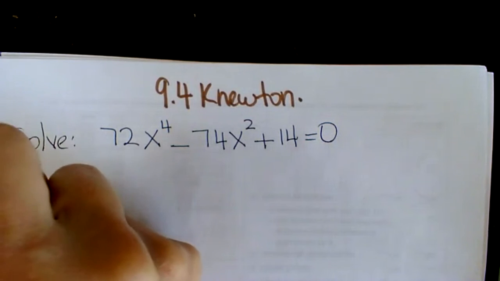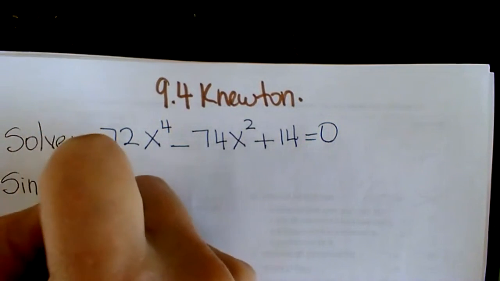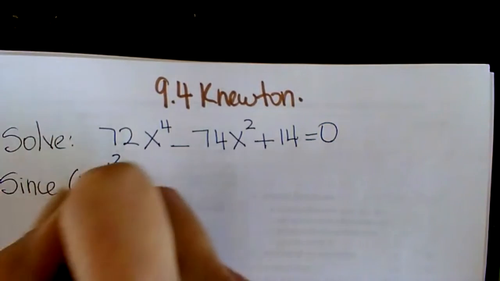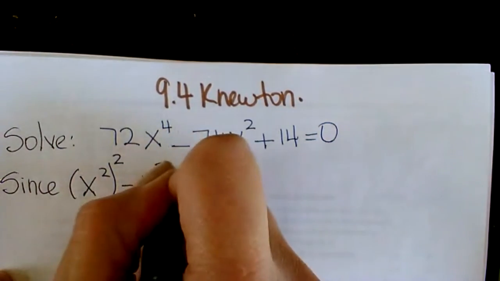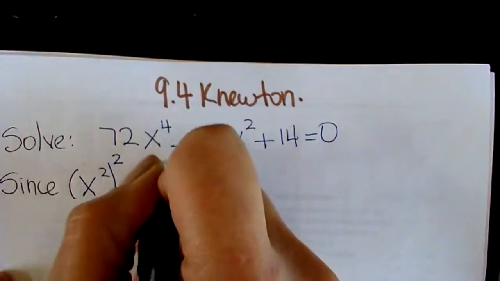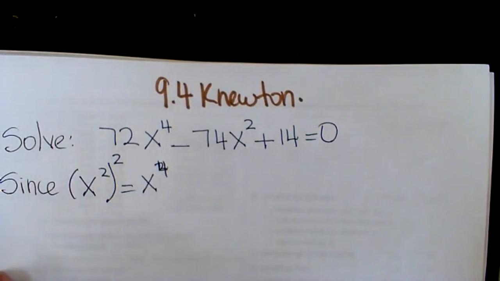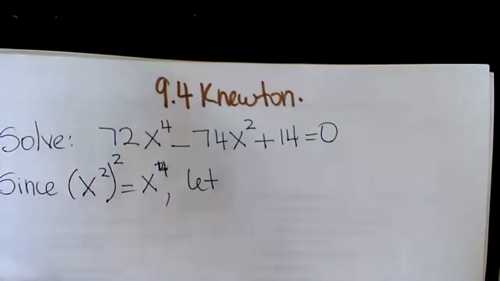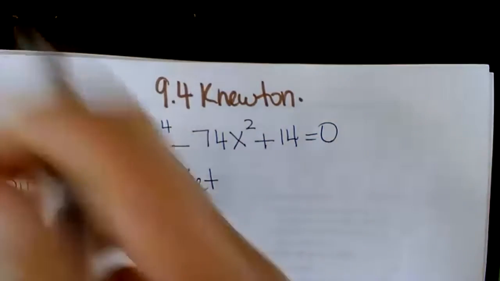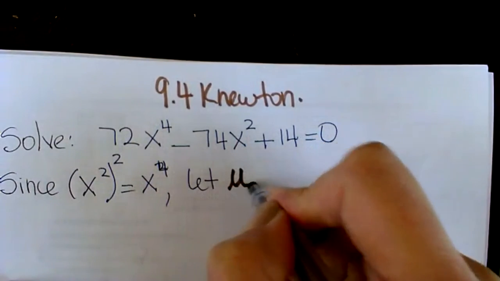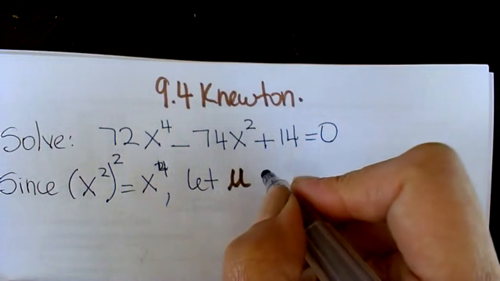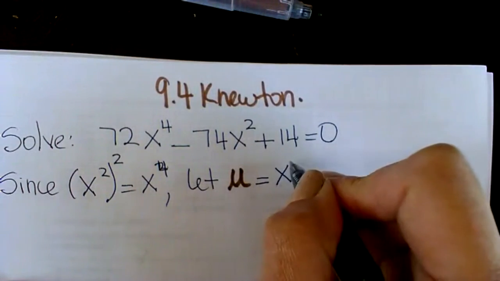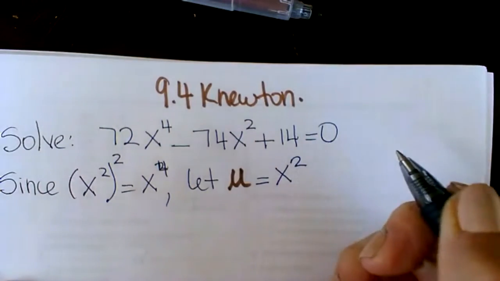So we know that x squared to the second power is equal to x to the fourth power, sorry. So now we're going to let what? I'm going to use the u again. U. Okay, so u is going to be equal to x squared.